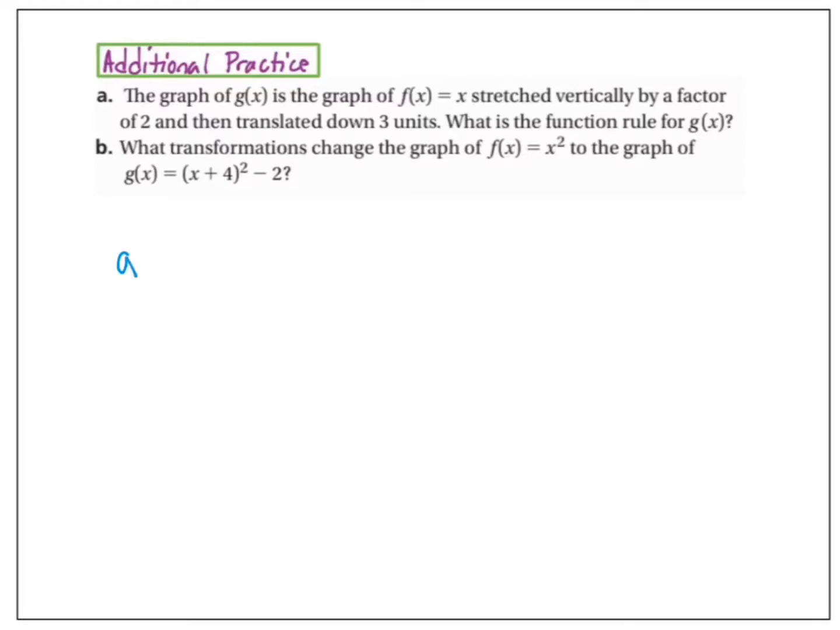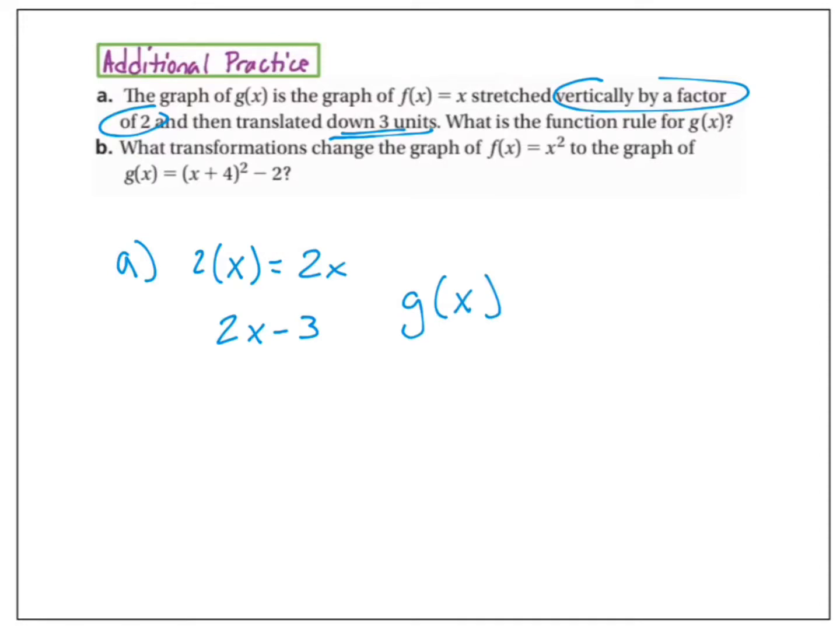So for A, we're going to start with our f of x value, which is just x, and we want to vertically stretch by a factor of 2, so that means we would multiply this by 2. So that becomes 2x. Then translate it down by 3. To translate down by 3, we would be subtracting 3. So that means our g of x function is going to be 2x minus 3.